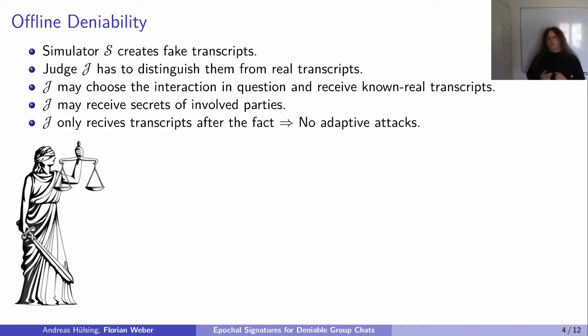Then there's usually a question of corruption. In our case, we essentially give all the secrets to the judge and say even full corruption of all involved parties should not remove deniability here. Lastly, there's often a question of adaptive attacks. In this work, we only focus on offline judges, that is, judges that receive transcripts after their completion instead of live. Online judges who could do adaptive attacks are a much more difficult beast, and their applicability in practice has been questioned before. And they are very hard to deal with, and as such, we focus on the more established offline judges here.